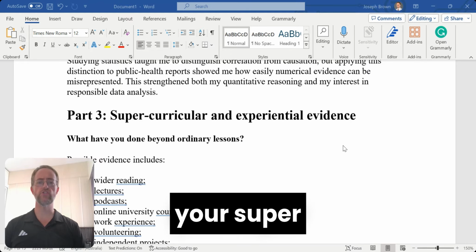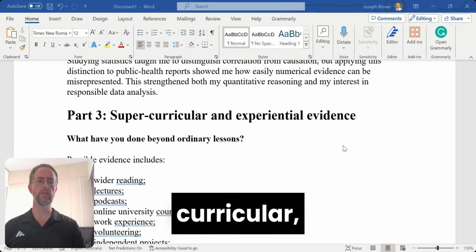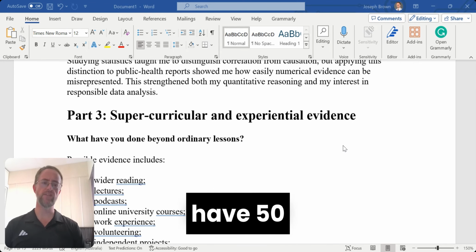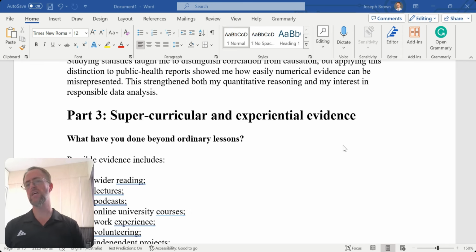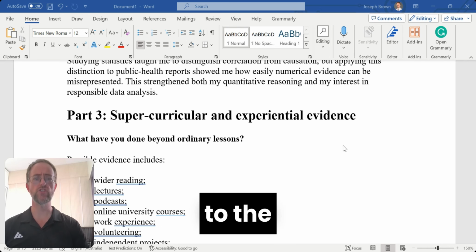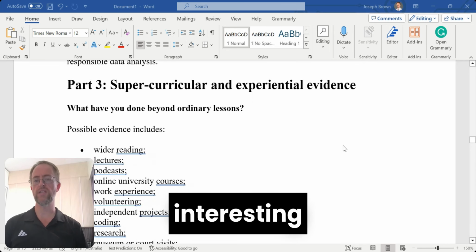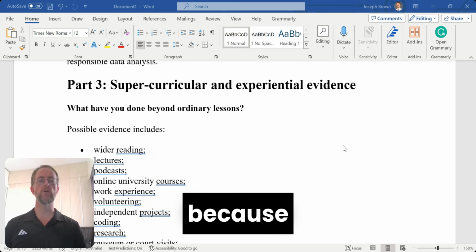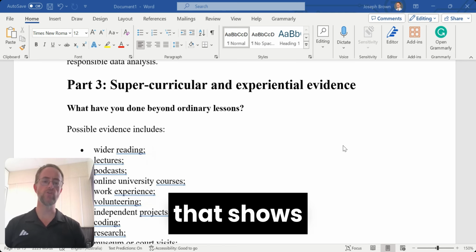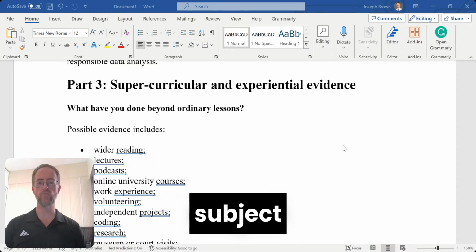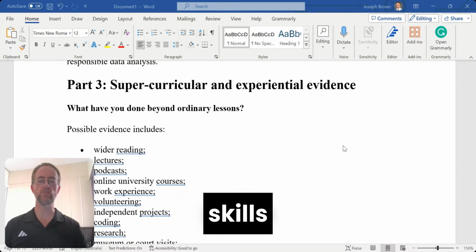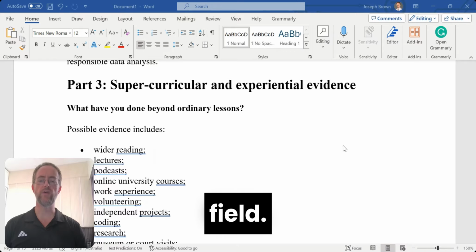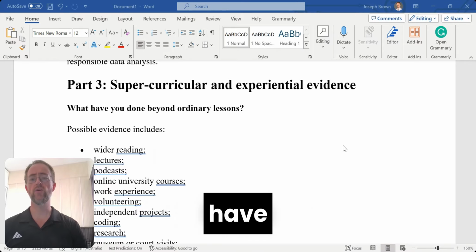Part three, you want to look at your supercurricular. And we say supercurricular, not just extracurricular. A lot of students are going to want to have 50 things that they list out to show just how much they've contributed to the school and how varied and interesting they are. But doing that is kind of pointless. We say supercurricular because this is the evidence that shows that you're really interested in the subject you want to study, and it shows the skills that you're going to bring to this study and to the university within this field.